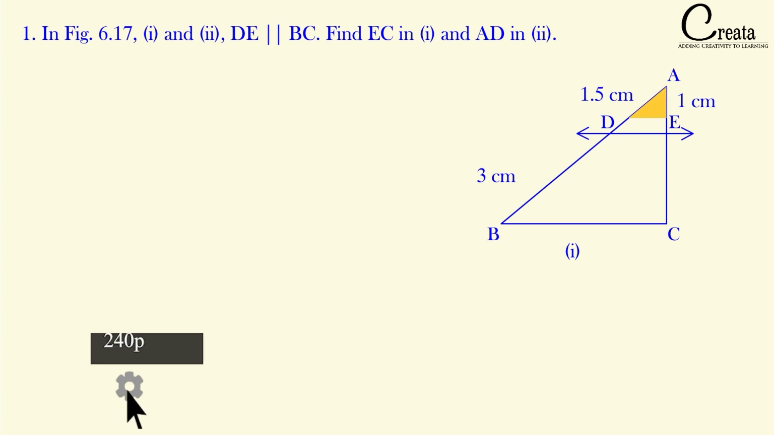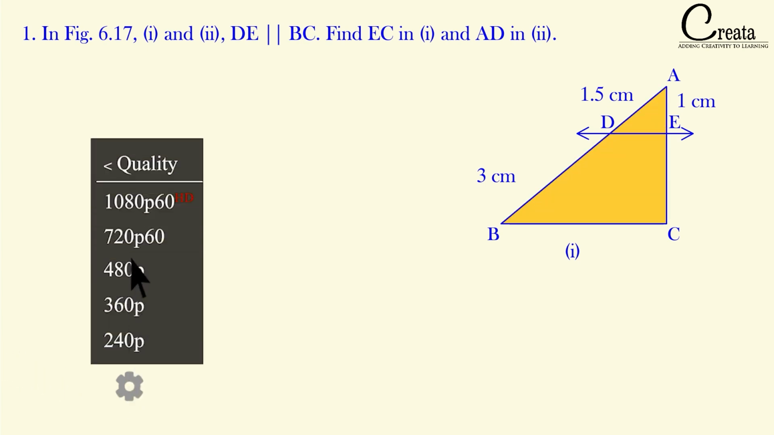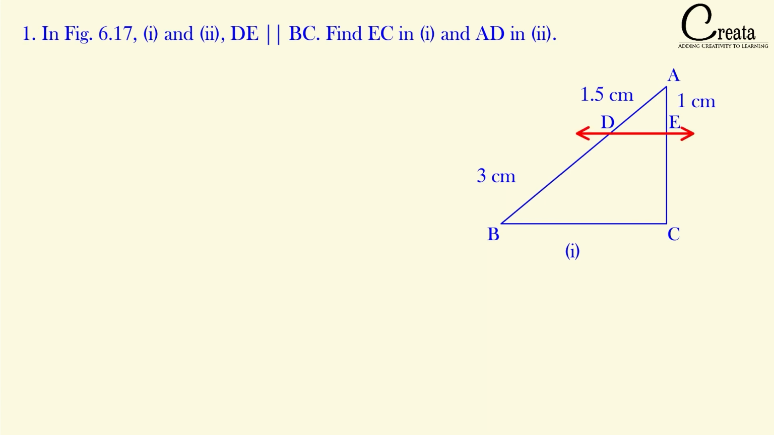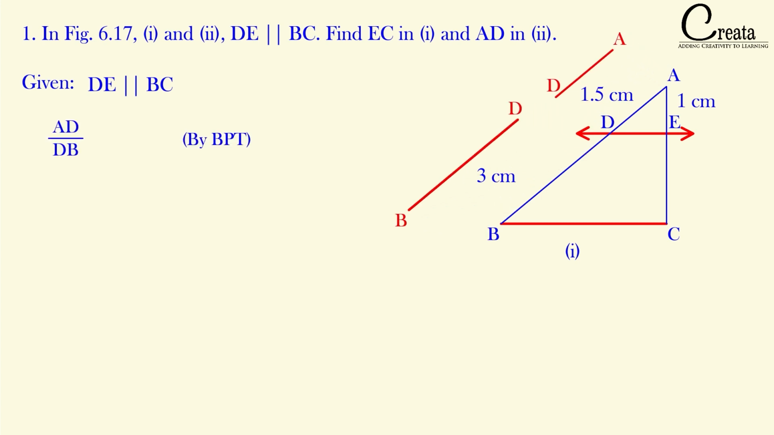In the figure, a triangle ABC is given, and in this triangle, the line segment DE is given as parallel to BC, that is the side of the triangle ABC. So DE and BC are parallel to each other, so we can apply the BPT theorem here. In the BPT theorem, if these two lines are parallel to each other, then the ratio AD upon DB will be equal to the ratio AE upon EC. So we got AD upon DB is equal to AE upon EC.